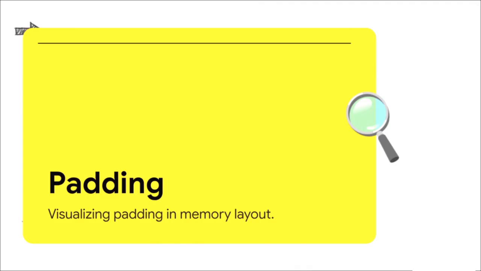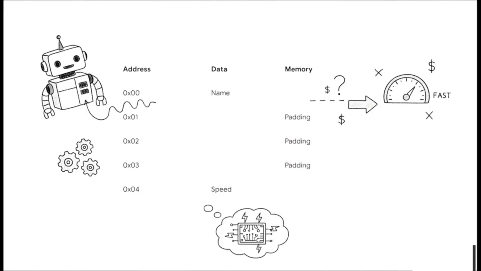So to make the processor happy and keep things running fast, the compiler will secretly inject completely empty, wasted bytes right between your structure's variables, just to ensure that the next variable falls on a perfectly aligned memory boundary. When you look at the actual memory layout here, you can literally see your real robot data sitting right next to empty inserted padding bytes.